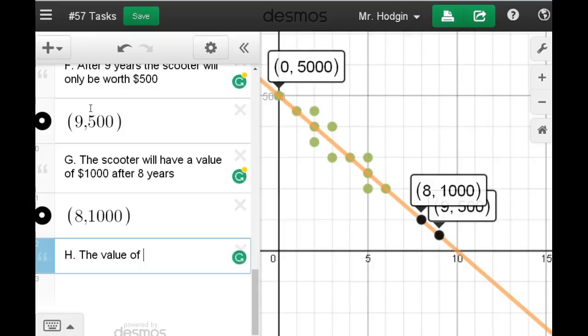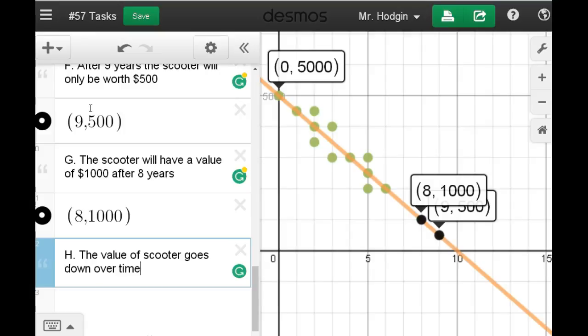And it's more obvious than you think. The value of the scooter, does it go up or go down over time? Yeah. The value of the scooter goes down over time. So eventually, if this thing's old enough, like once this scooter is 10 years old, how much is it worth?